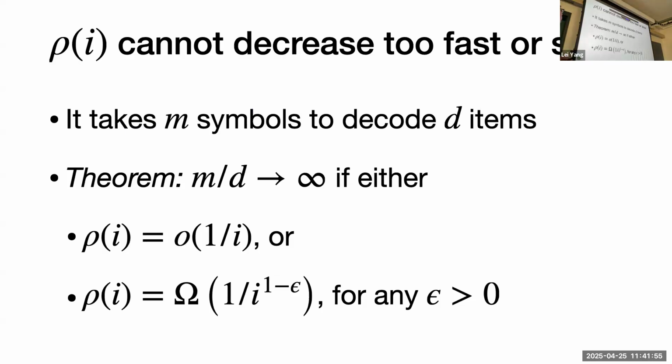So the theorem we prove in the paper is that, let the notation be that it takes m symbols to decode d items. Then the theorem tells us that this number of symbols, or the communication cost, divided by the size of the symmetric difference, or this relative overhead m over d, goes to infinity, which is a very bad case because it tells you that it's very inefficient, if rho I, this probability of an item being mapped to the ith symbol, is not on the order of 1 over I. It's approximate, right? You have a small wiggle room epsilon here, but basically it rules out any function that is not on the order of 1 over I, based on the two lemmas.